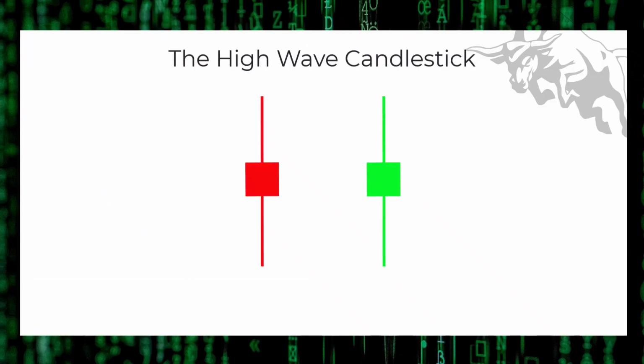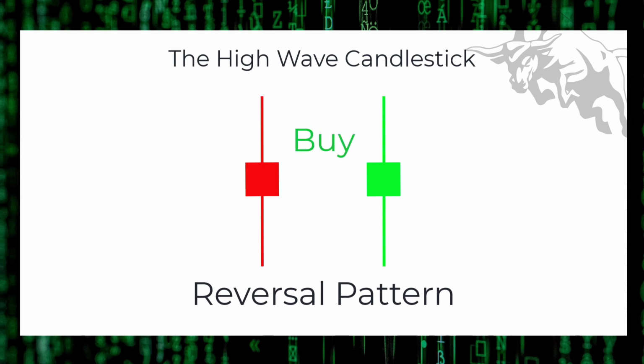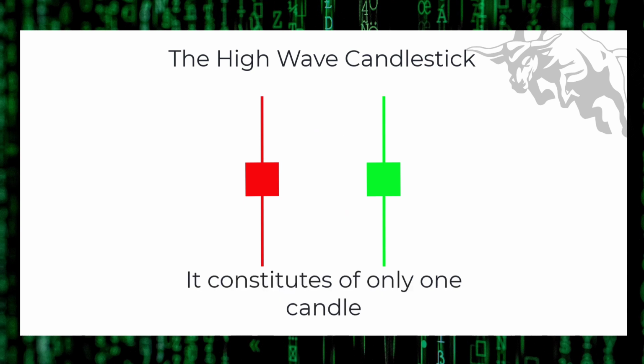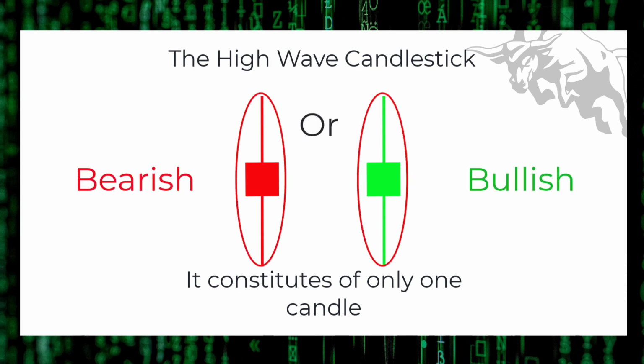Next is the high wave candlestick. It's a reversal pattern, and can be either a buy or a sell signal. And it consists of one candle, which could be either a bearish or a bullish candle.